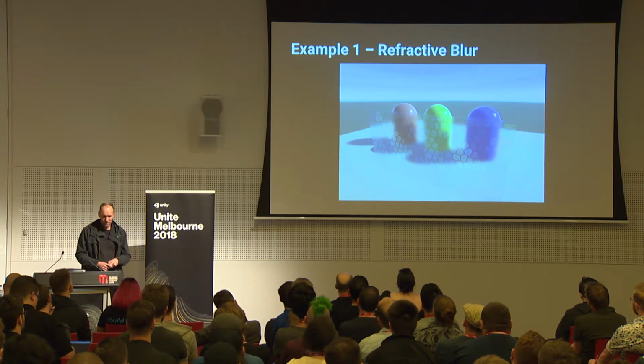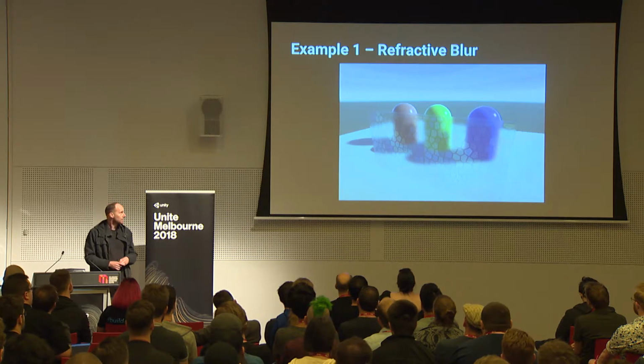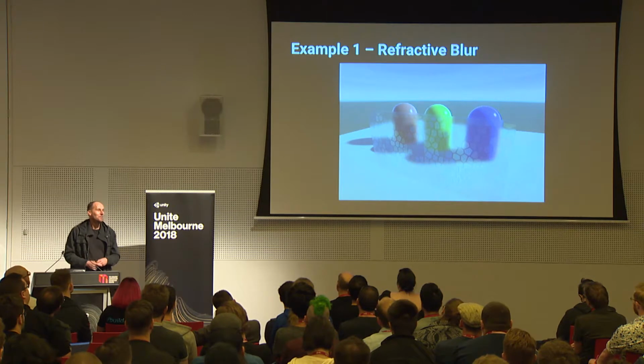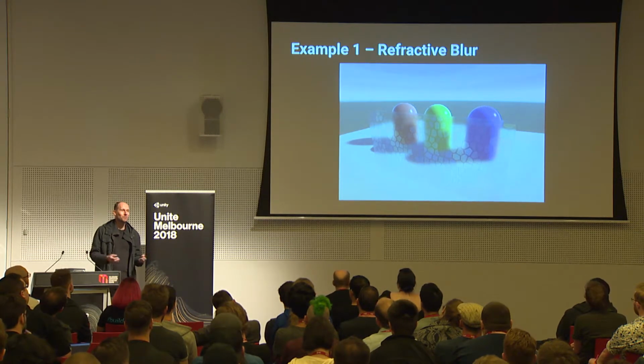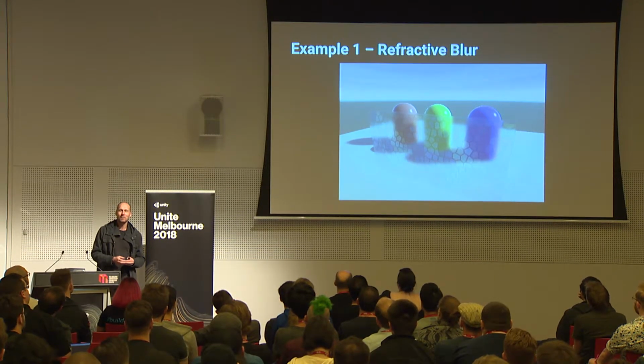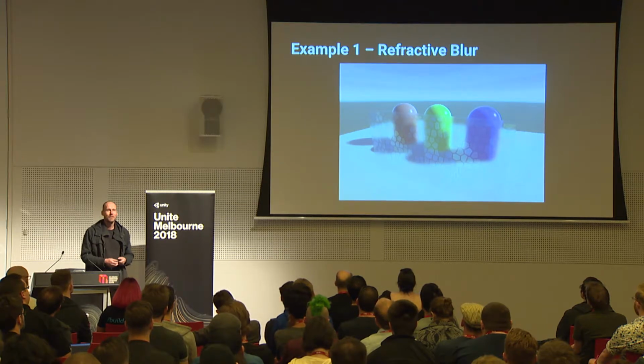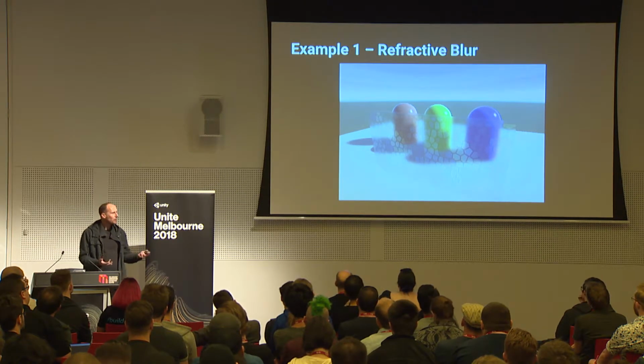I want to actually show this in action. So this is maybe familiar if you've done any command buffer stuff before. This is one of the command buffer samples, right? This is the reflective blur that came when command buffers was originally released. So this is actually a screenshot from the port, not the original one. But it looks exactly the same. So how would we do this technique?